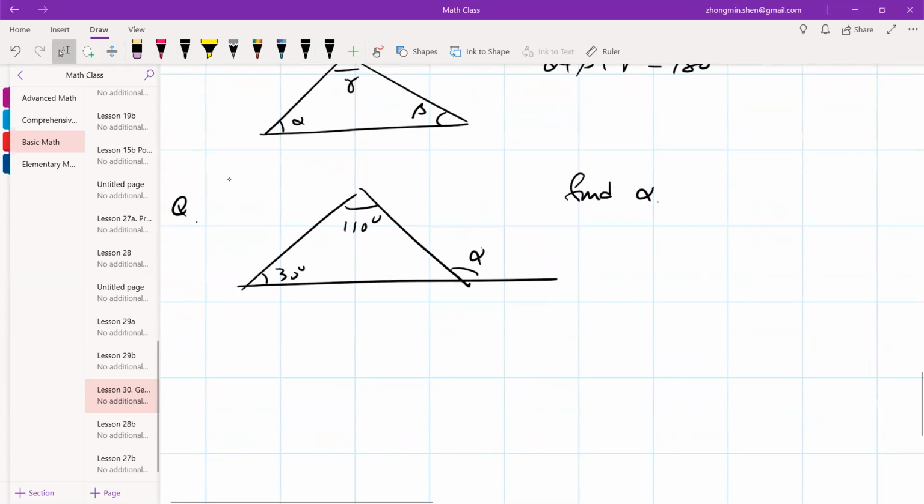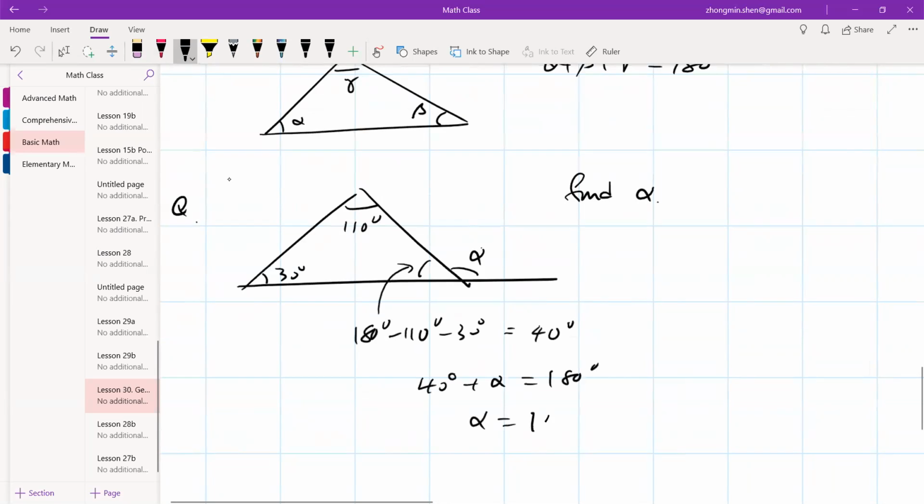Okay, yes, 140 degrees. So first of all, this angle is going to be 180 degrees minus 110 degrees minus 30 degrees, which is going to be 40 degrees. But the sum of the 2 angles must be 180 degrees. So this implies 40 degrees plus alpha should be 180 degrees. So alpha should be equal to 140 degrees. It fits.